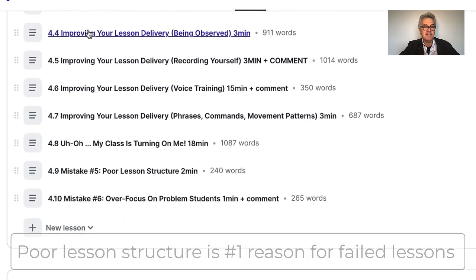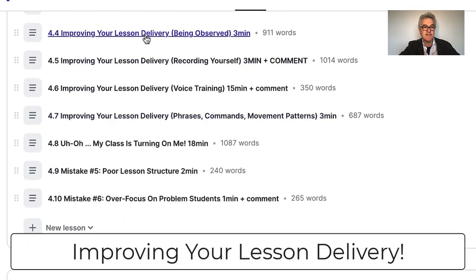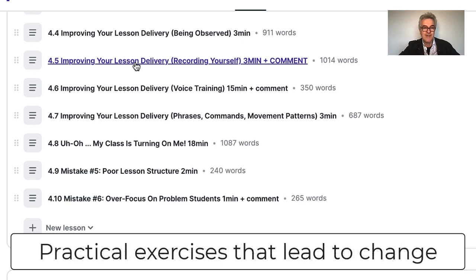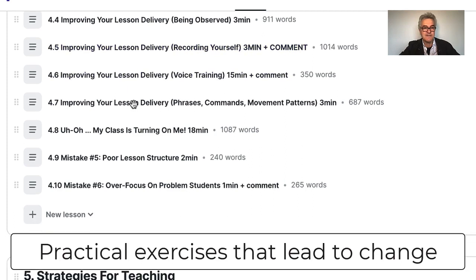Now, this section here, 4.4 to 4.7, improving your lesson delivery. This is so powerful. There's a thing on being observed. In these three, I'll give you specific strategies that you can work on yourself to radically improve the amount of power you have in your classroom by changing the way you deliver what you say. This is so powerful. You'll probably not see this in any teacher training anywhere, but this is really important stuff.